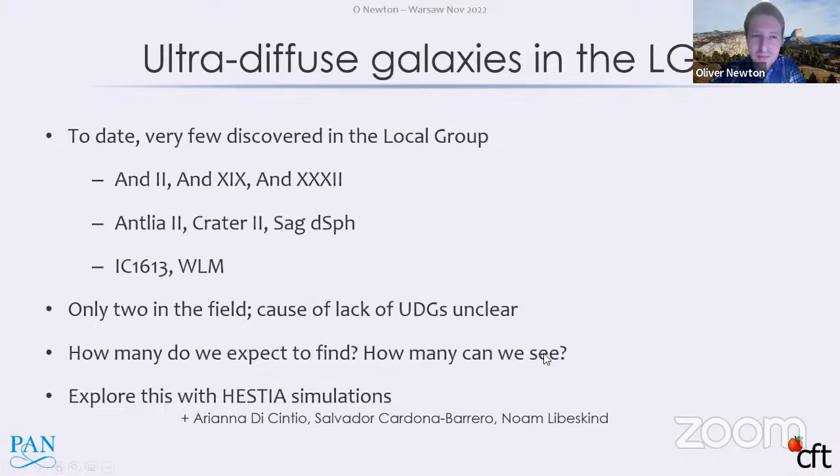So it's unclear at the moment whether we expect to find very few in the local group, or if we just need to do a better job at searching for them. And so we tried to answer this question with HESTIA, and it's work I'm carrying out at the moment, or nearly completed at the moment, with Ariana De Cintio and her PhD student Salvador Cardona-Barrero, and Noam Libeskind, who is the PI for the HESTIA project.